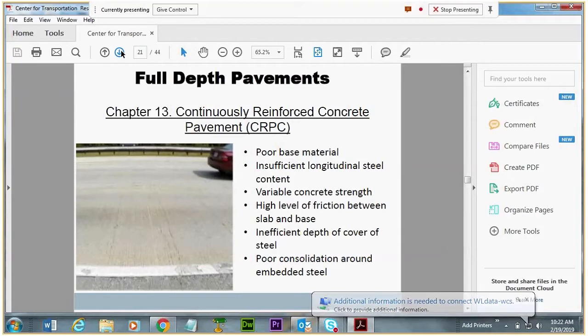And then chapter 13, which is our last chapter on full depth pavement, which was continuous reinforced concrete pavement. Some of the issues that you'd get into are associated with poor base materials, insufficient longitudinal steel, variable strength, high level of friction, ineffective depth of the cover of the steel, and then poor consolidation around the embedded steel. Next slide.